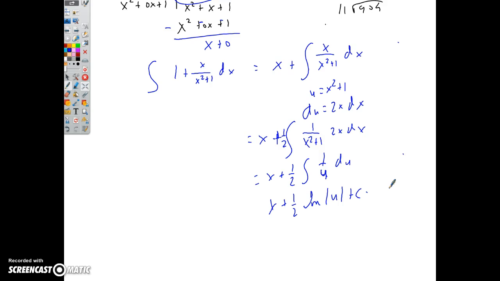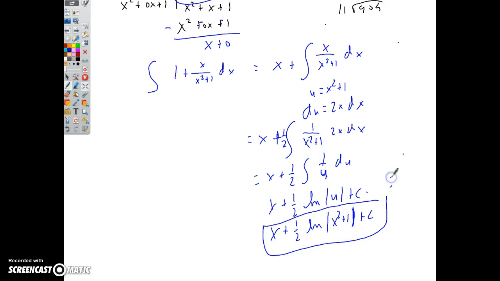Now I've got to put it back in. Technically, I would not have to put absolute value bars around it, but they're not wrong, so you can leave them on there if you'd like. In this case, you can remove them if you'd like to.